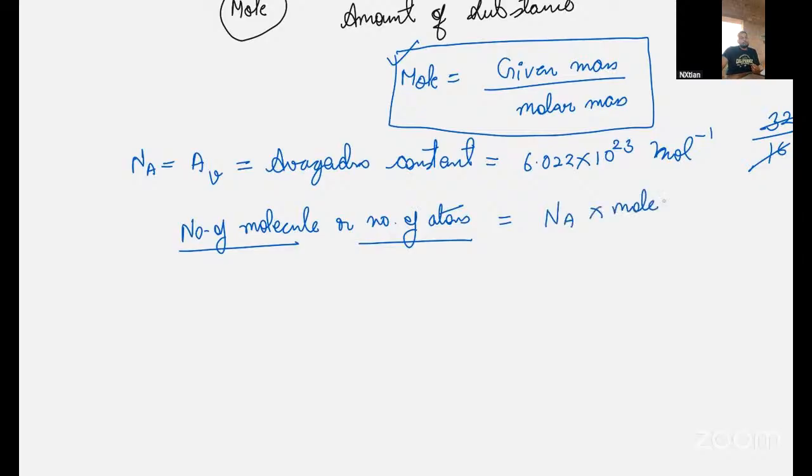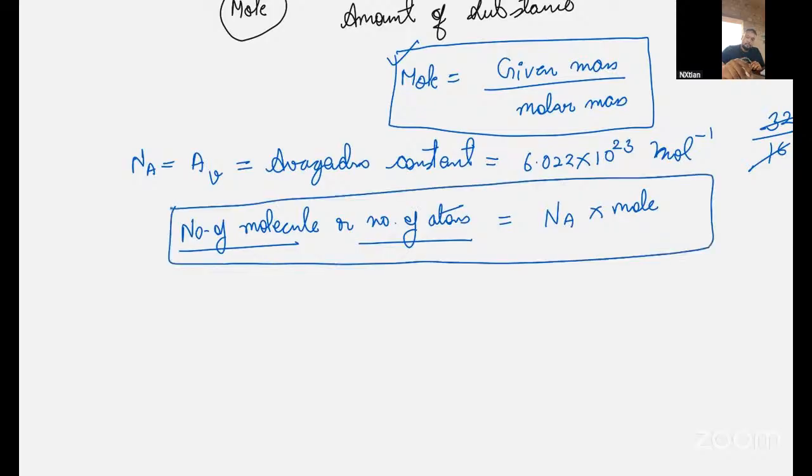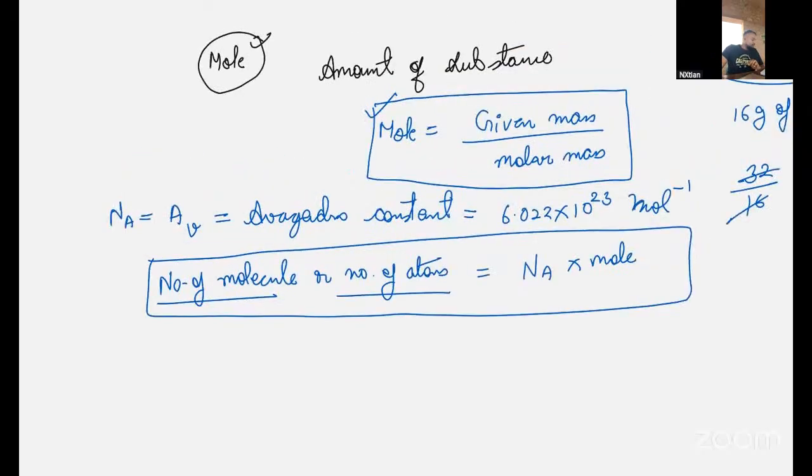Did you understand? If I say 3 moles, it means 3 into Avogadro number, which is 6 into 10 to the power 23. So it will become 18 into 10 to the power 23, which is 1.8 into 10 to the power 24. Perfect. Write down this formula also. This formula is also important.